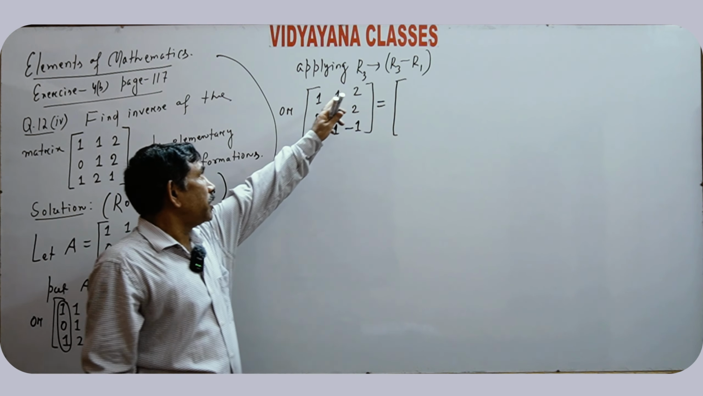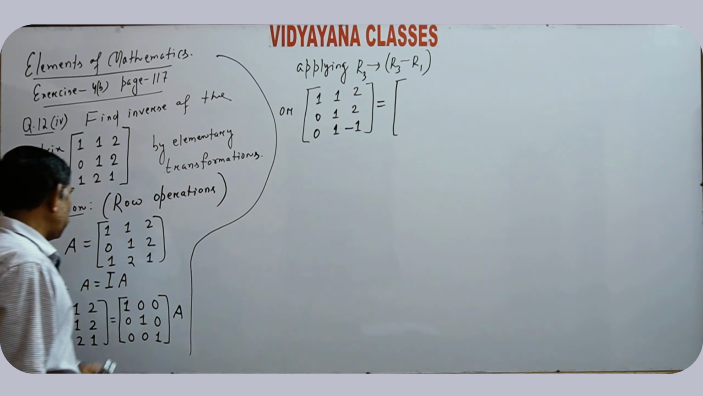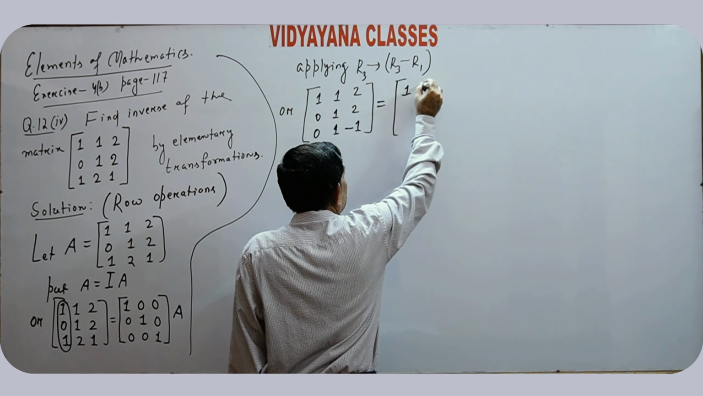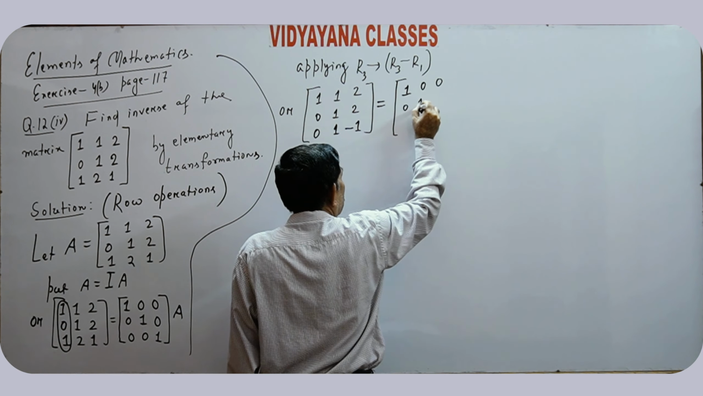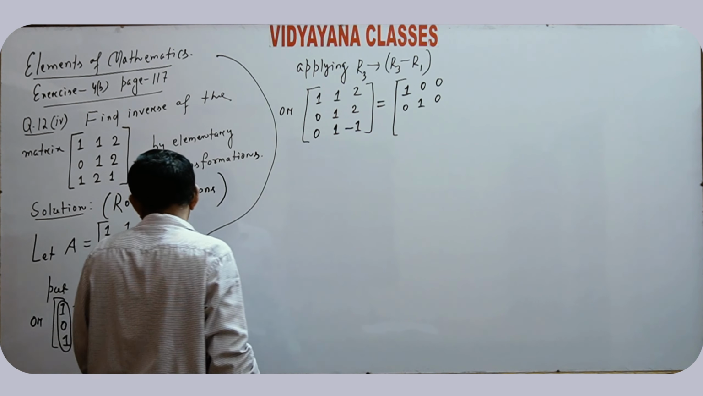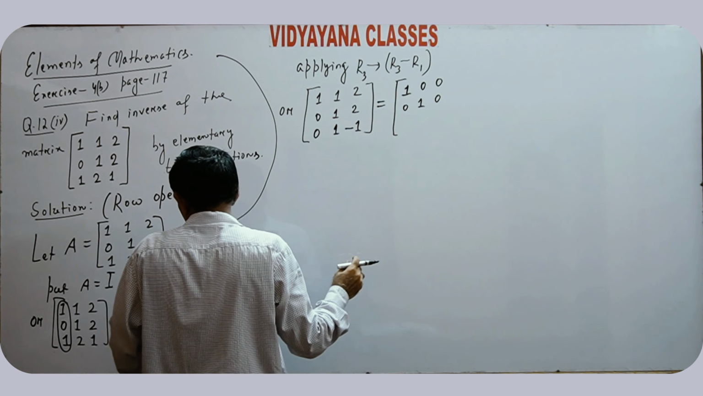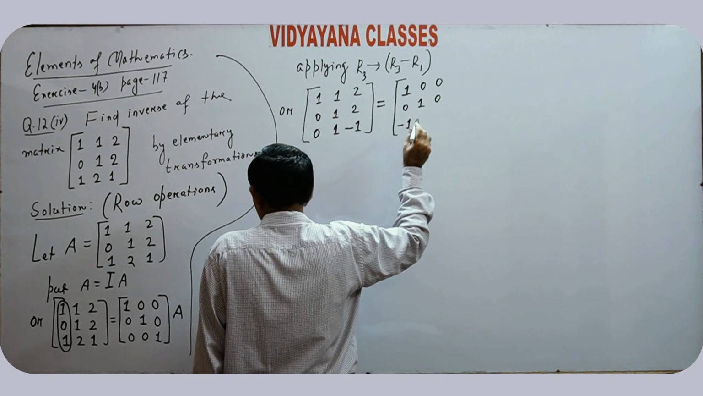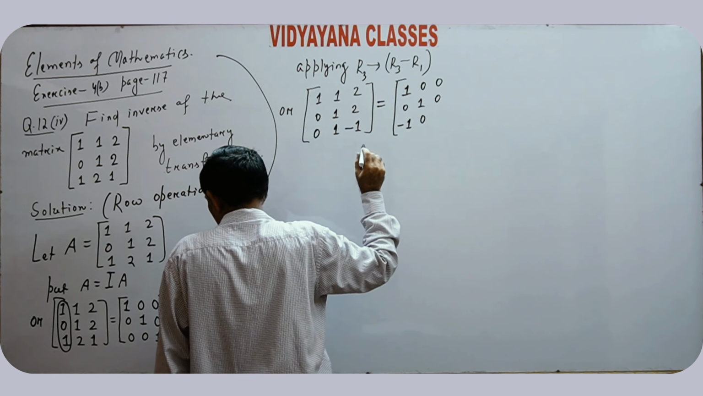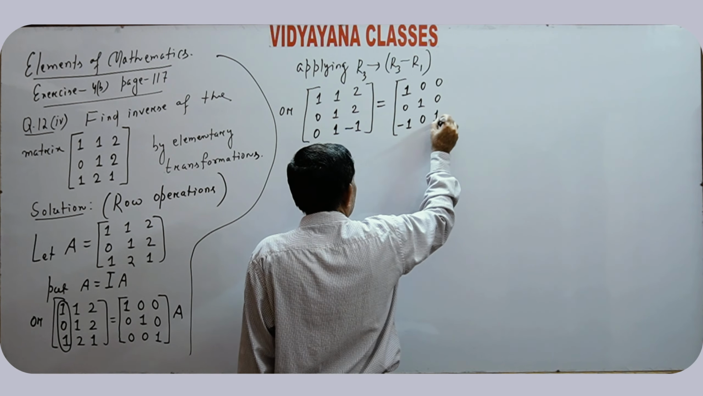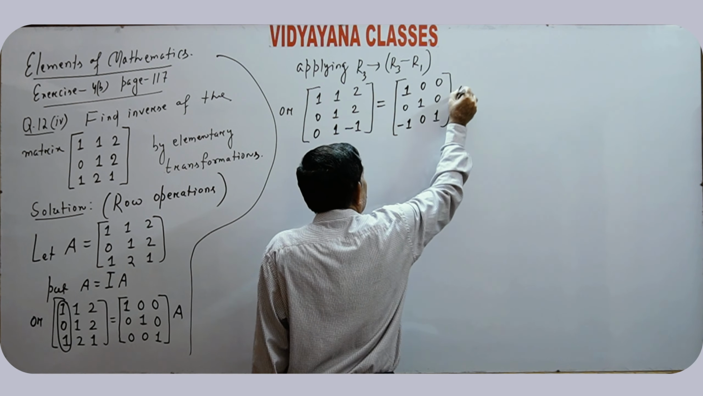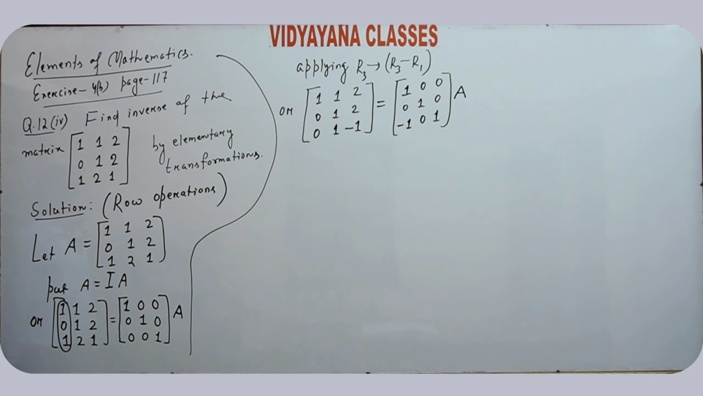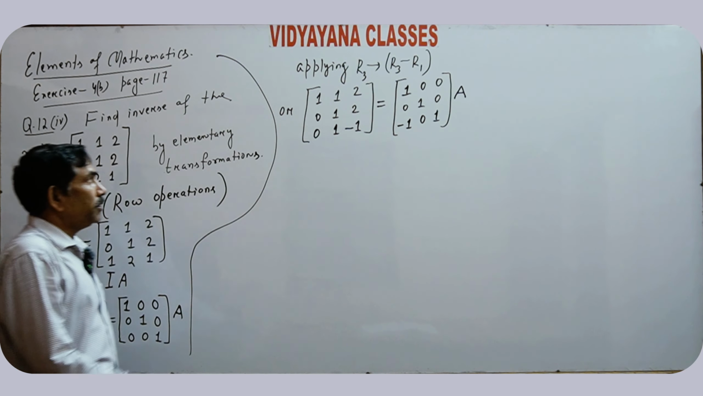We will apply the same operation on the unit matrix. 1 0 0, 0 1 0, 0 0 1. Row 3 minus row 1: 0 minus 1 is minus 1, 0 minus 0 is 0, 1 minus 0 is equal to 1, into A. Clear?